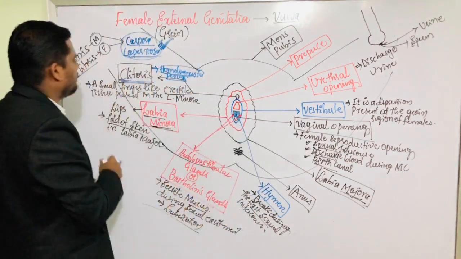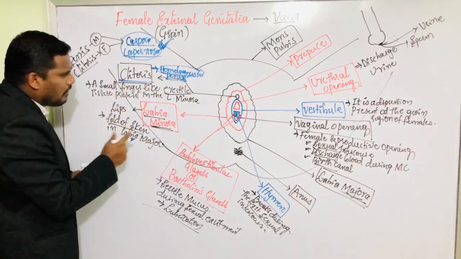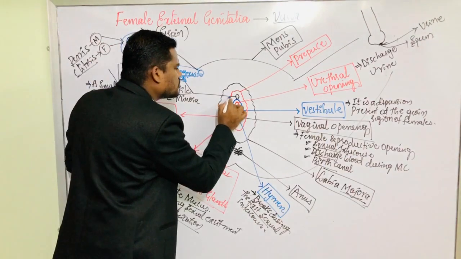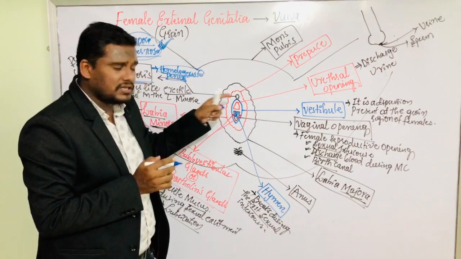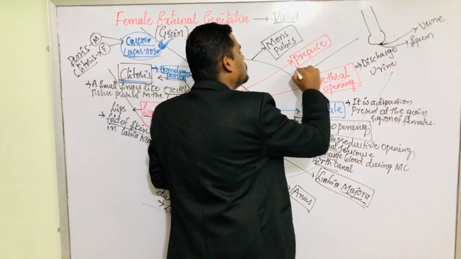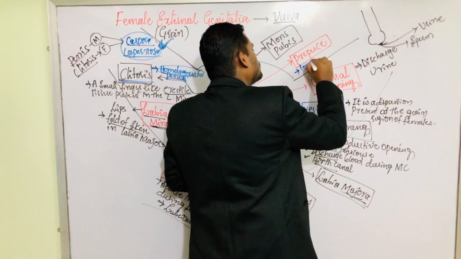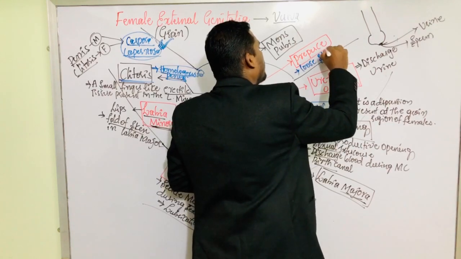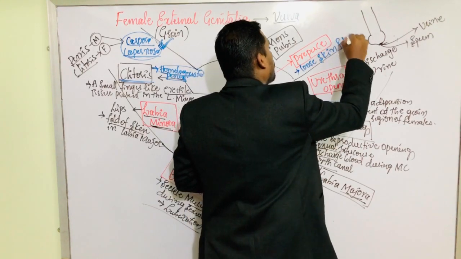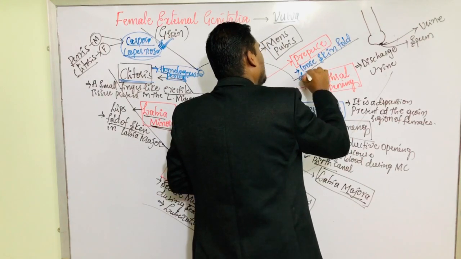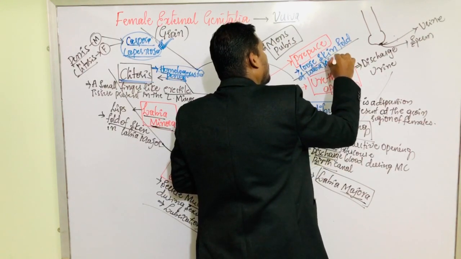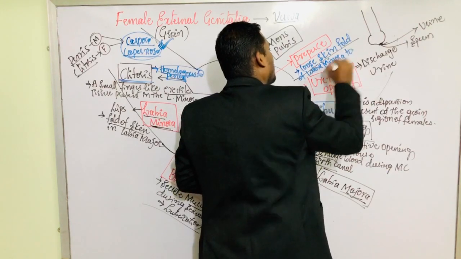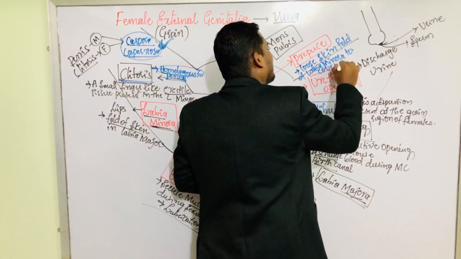Insemination is meant only for the male. Now, after this, we have one more loose skin of the labia minora that covers the clitoris. It is called prepuce. It is a loose skin fold of labia minora to cover the clitoris.